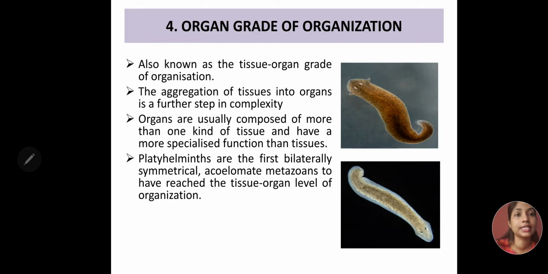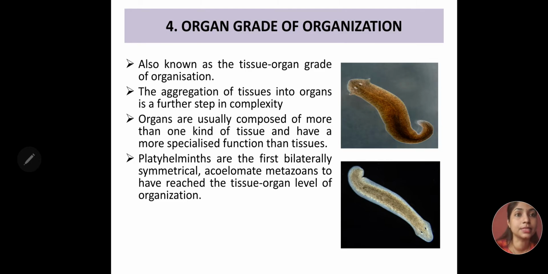And now the fourth type, that is the organ grade of organization. It is also known as the tissue organ grade of organization. The aggregation of tissues into organs is a further step in its complexity, and organs are usually composed of more than one kind of tissue and have a more specialized function than tissues. Platyhelminthes are the first bilaterally symmetrical acoelomate metazoans to have reached the tissue organ level of organization.